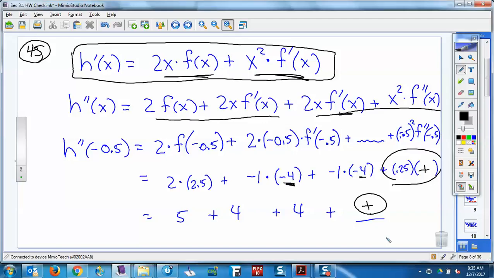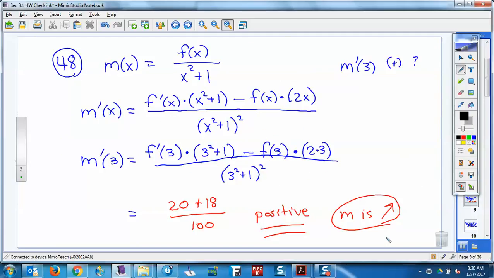So that was a nice problem to review your chart kind of ideas, but it's a lot about product rule and plugging in values. I think it's an interesting way to approach that problem, and still at the same time practice your product rule. At 48, they give you the m function, which means we need quotient rule, but it says is m increasing at 3? That's really asking, is m prime positive? Is m prime positive?